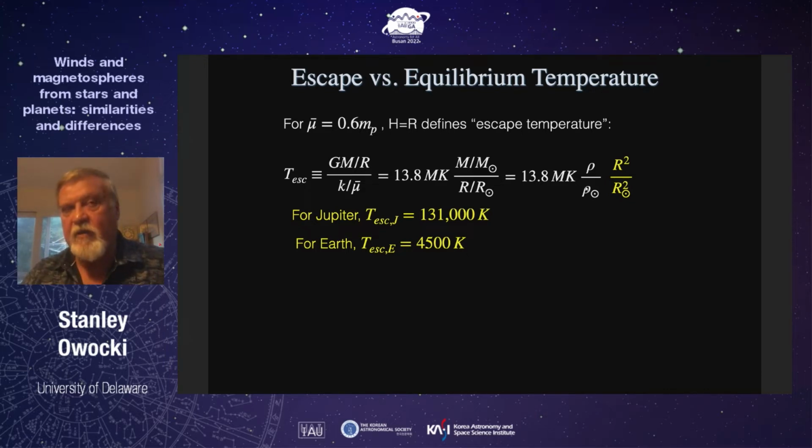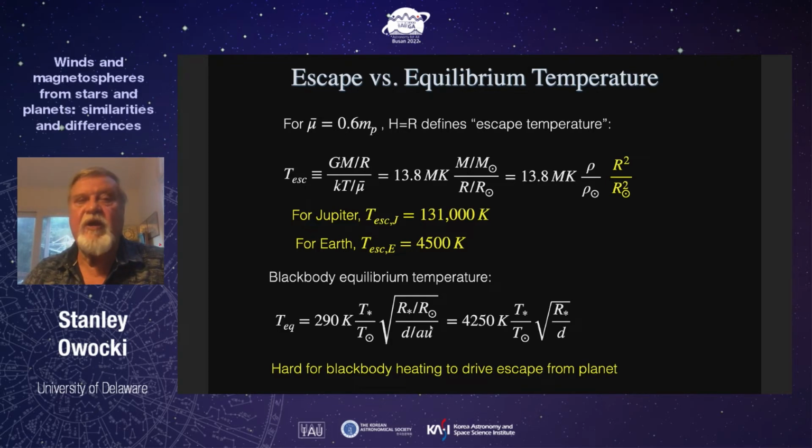Jupiter will basically need an escape temperature on the order of 10 to the 5 Kelvin. The Earth, being another factor of 10 smaller, although it is a little bit denser, ends up being about 4,000 Kelvin. And the key point is that even though you might have a planet that goes very close to a star, the equilibrium black body temperature never reaches these kinds of numbers. For stars that are maybe half the temperature of the sun, they only reach a couple of thousand Kelvin, even if the orbit is right at the surface of the star.